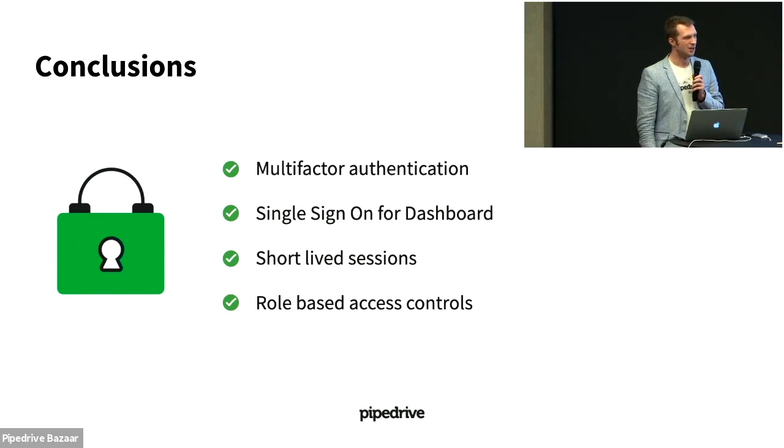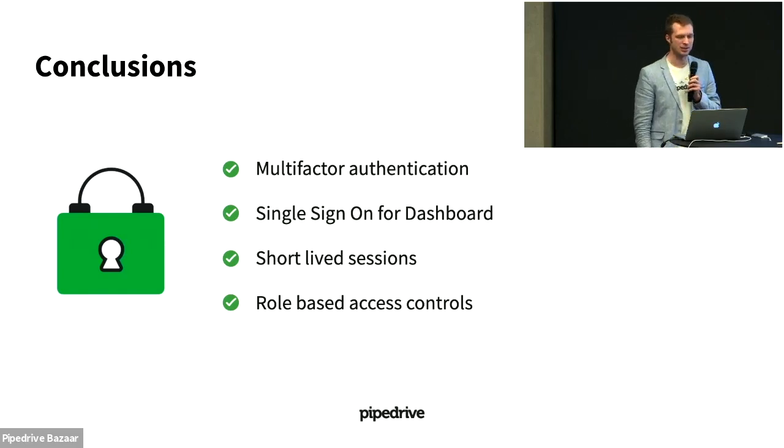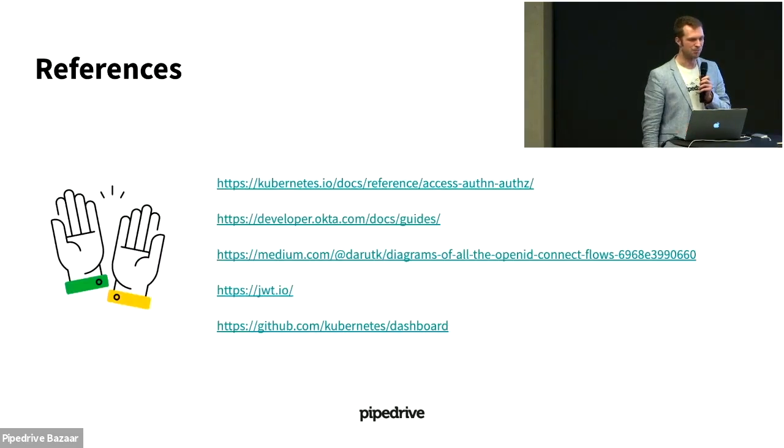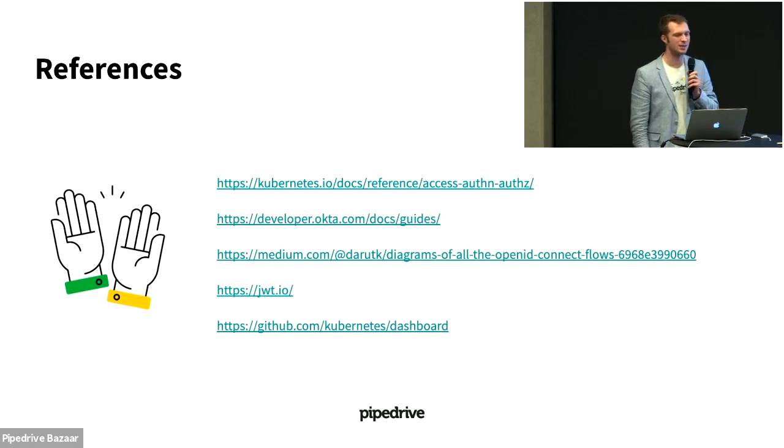So we managed to get on-premise Kubernetes clusters authentication with multi-factor. We have single sign-on workflow enabled for our dashboard. Our sessions are short-lived, so the token is valid for 1 hour, and we manage the roles outside Kubernetes. And I hope those slides are shared somewhere, so if you are more interested, these are all the resources I have used to get those slides ready. So now I'm ready for questions.